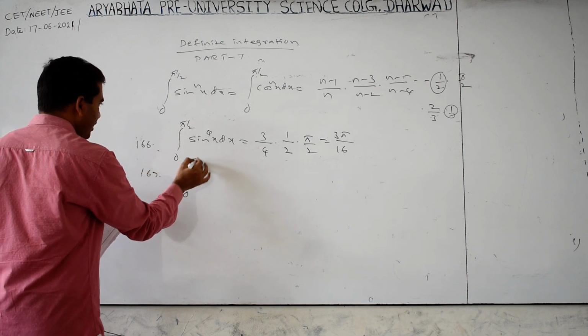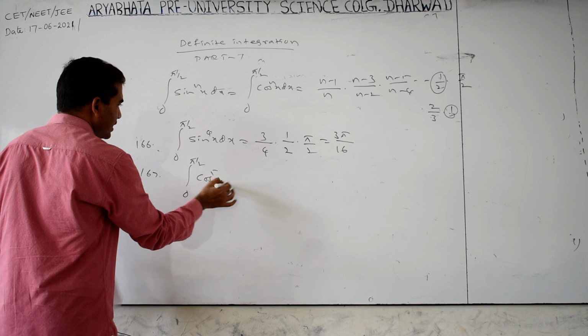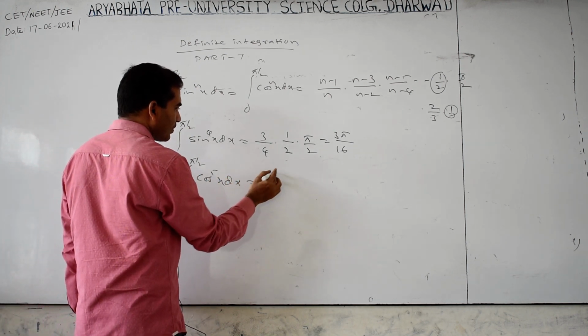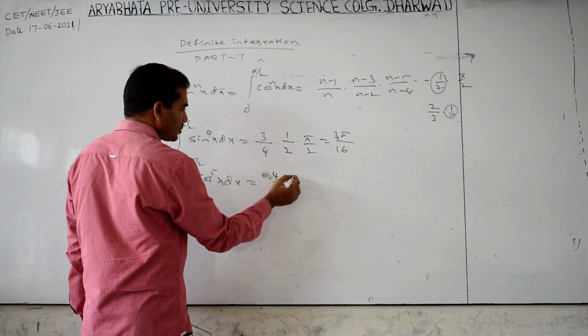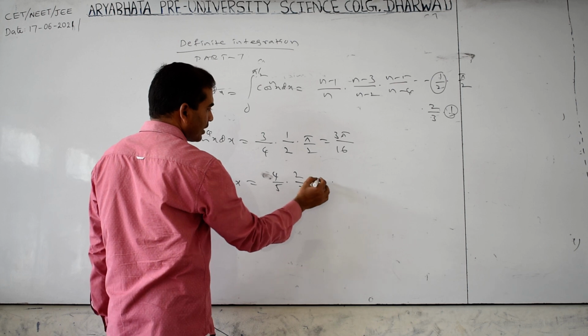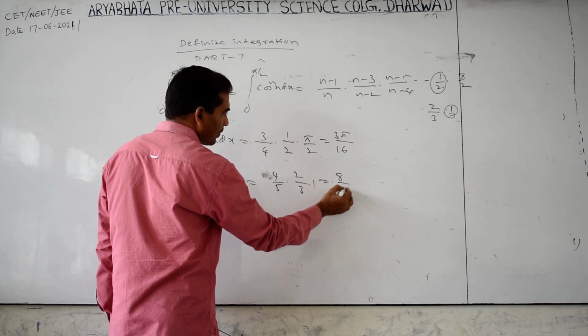167, 0 to pi by 2 cos power 5x dx. Here n is 5. 5 minus 1, 4 by 5. 4 minus 2, 2 by 3. If it is 2 by 3 last term, multiply by 1. So this is the answer, 8 by 15.